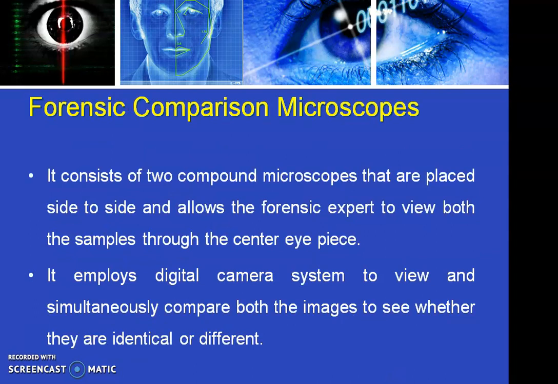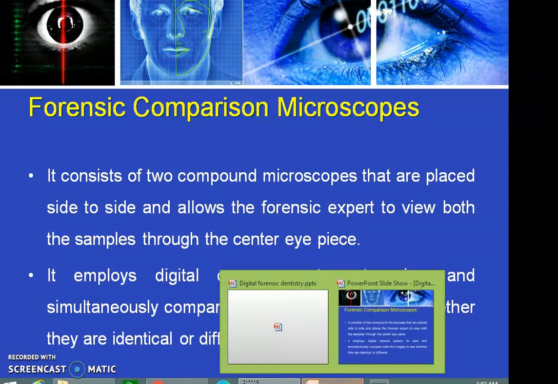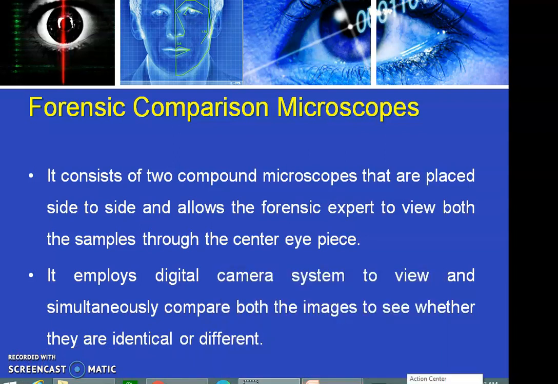Forensic comparison microscopes. They consist of two compound microscopes that are placed side by side and allow forensic experts to view both the samples together through the center eyepiece. It employs a digital camera system to view and simultaneously compare both the images to see whether they are identical or different.